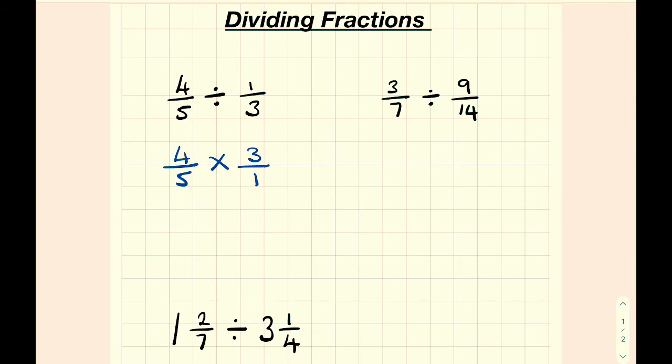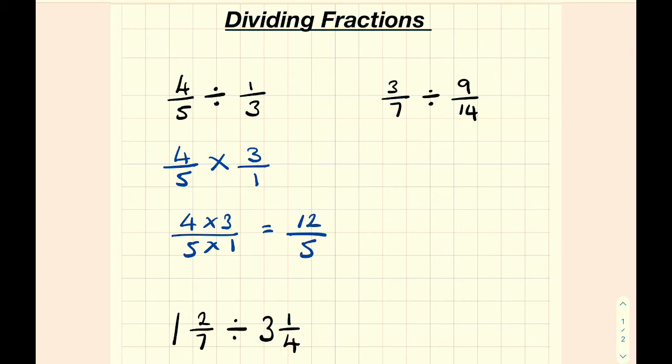So as you may or may not remember from the last video, when you're multiplying with fractions, you are simply multiplying the two numerators together and the two denominators. So in this case, it would be 4 times 3 along the top and then 5 times 1 along the bottom. So 4 times 3 is 12 and 5 times 1 is 5.